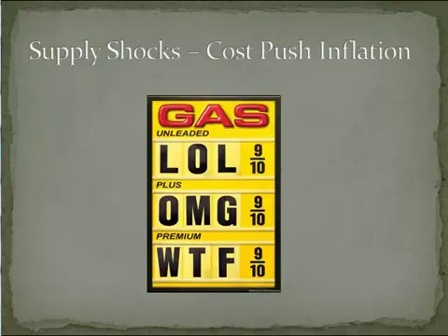Supply-side shocks result from either increases in input prices, such as the availability of energy, or decreases in the availability of resources, such as if there was a shortage of gasoline in the United States, the prices would go way up. Please click on the gas image to have a very quick review of what supply-side shocks and cost-push inflation are.